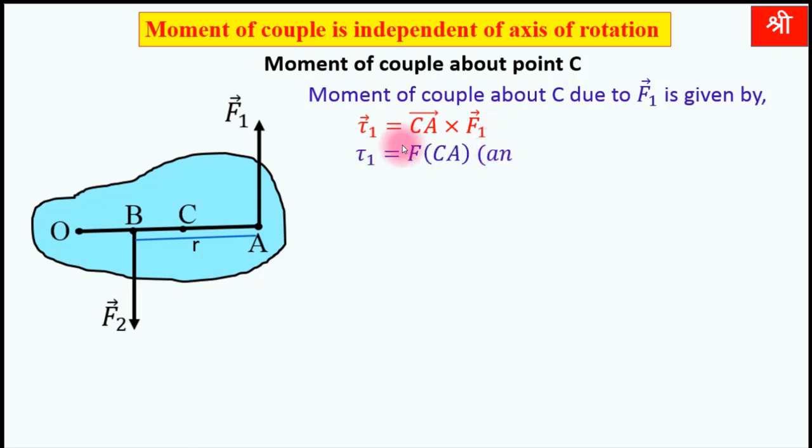Similarly, in scalar form we can write tau 1 equal to F, magnitude of this vector F1, into CA. CA means this length, and this will produce anti-clockwise rotation. So this is taken as positive. Due to this force, this body will rotate in anti-clockwise direction about this point C.